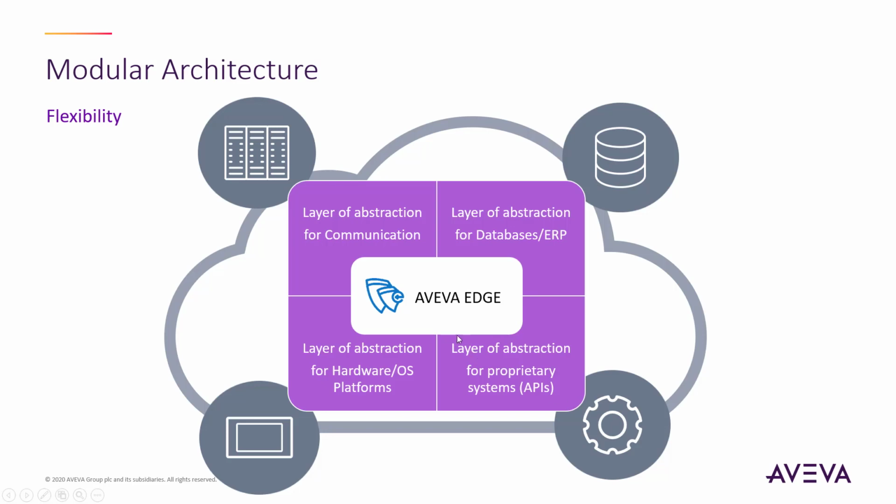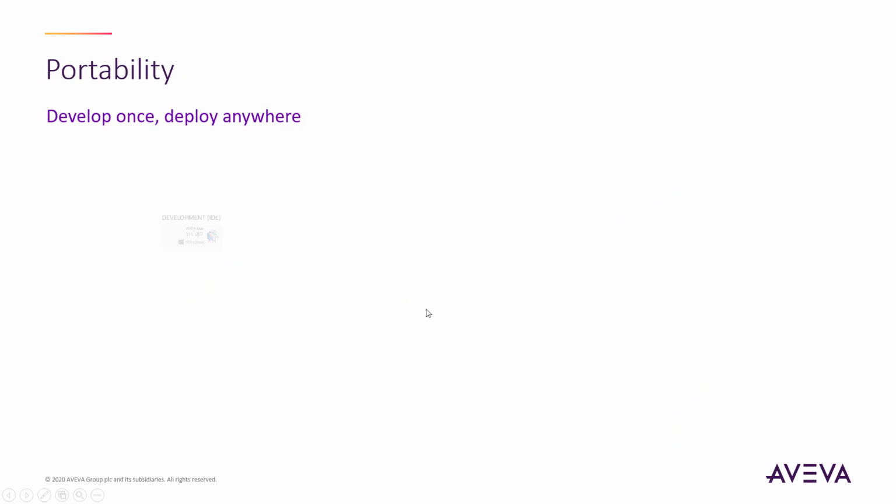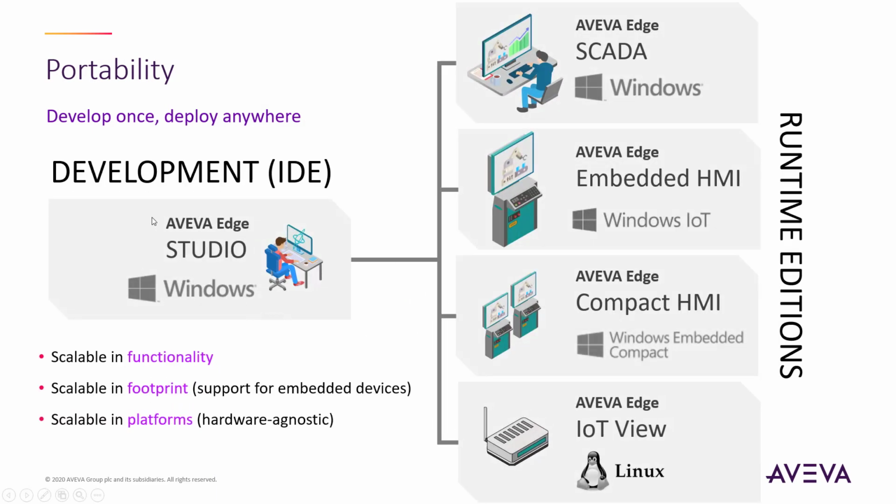And then we also have two different sets of toolkits for either writing your own driver or tag database toolkit. These are add-ons that will allow you to connect up to either our tags or write your own driver if necessary. So again, that portability, the ability to create your project once and deploy it on any of these different operating systems, whether it's IoT View for Linux, Compact HMI for Windows Embedded, Compact could be CE, Embedded HMI for Windows 10 IoT Enterprise, for Windows Embedded, or even Windows Desktop or Server operating systems, again with little or no changes to your project.